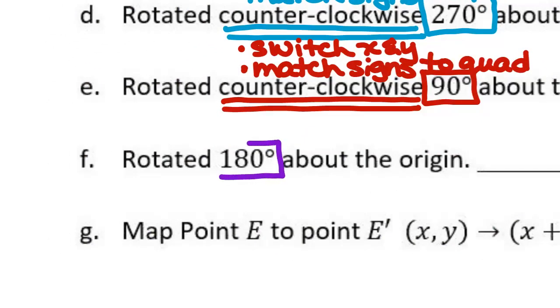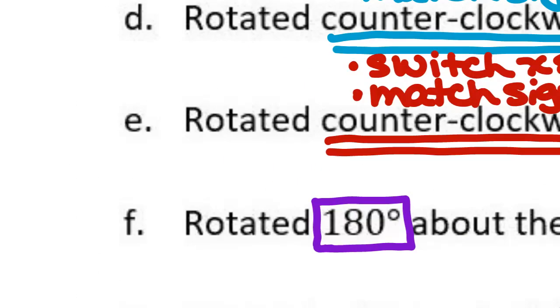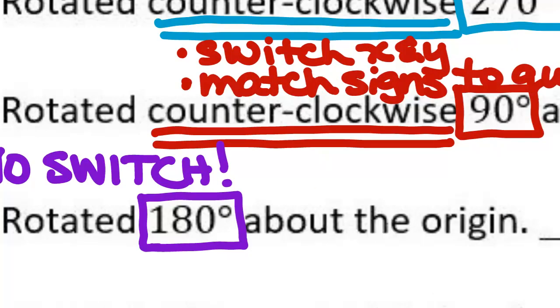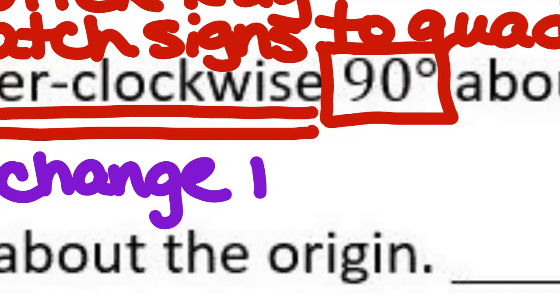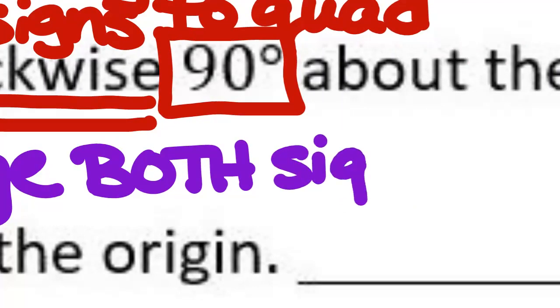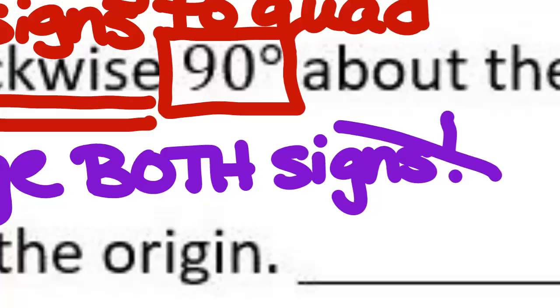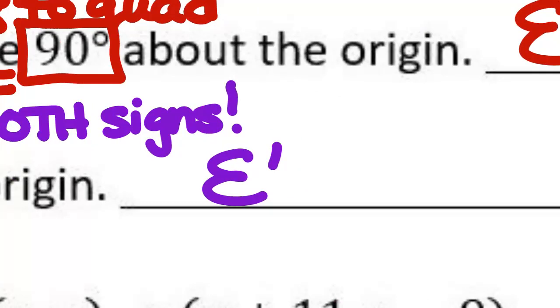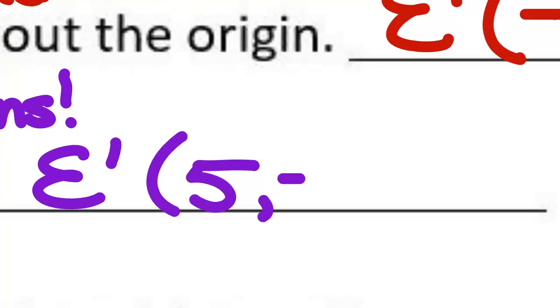Rotating 180 degrees about the origin. No switch on this. No switch. All we do is change the signs. So E prime, instead of being negative 5, it's going to be positive 5. And then instead of positive 24, it will be negative 24.